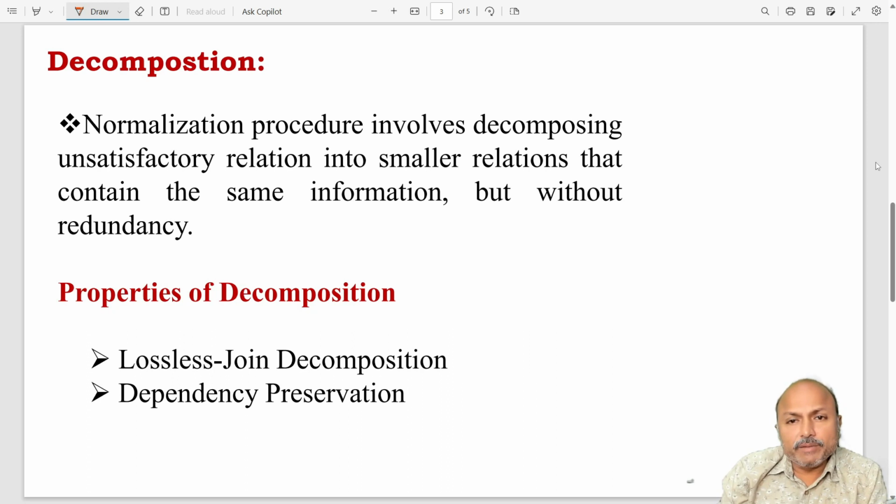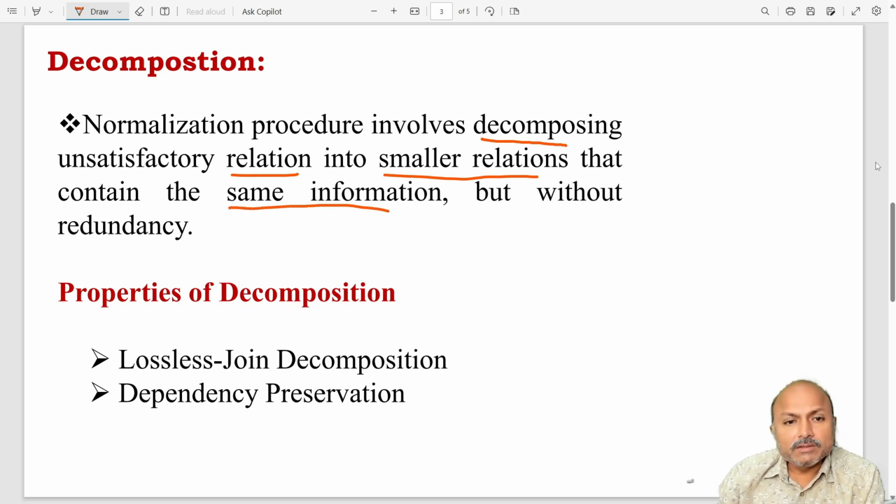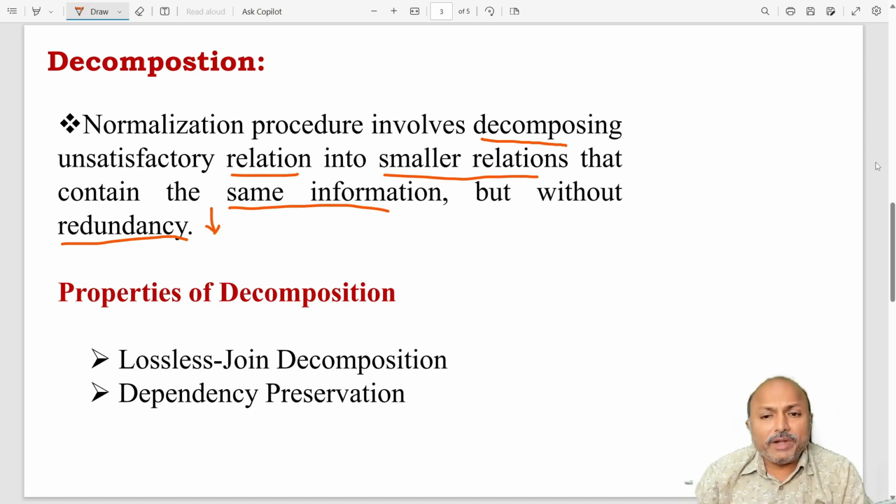So see here, a normalization procedure involving decomposition. We are doing decomposition in normalization for what? To reduce redundancy. That means you are going to divide one relation or table into smaller tables that contain the same information, but the redundancy will be low or there is no redundancy. Am I right? Then we need to understand the properties of decomposition.